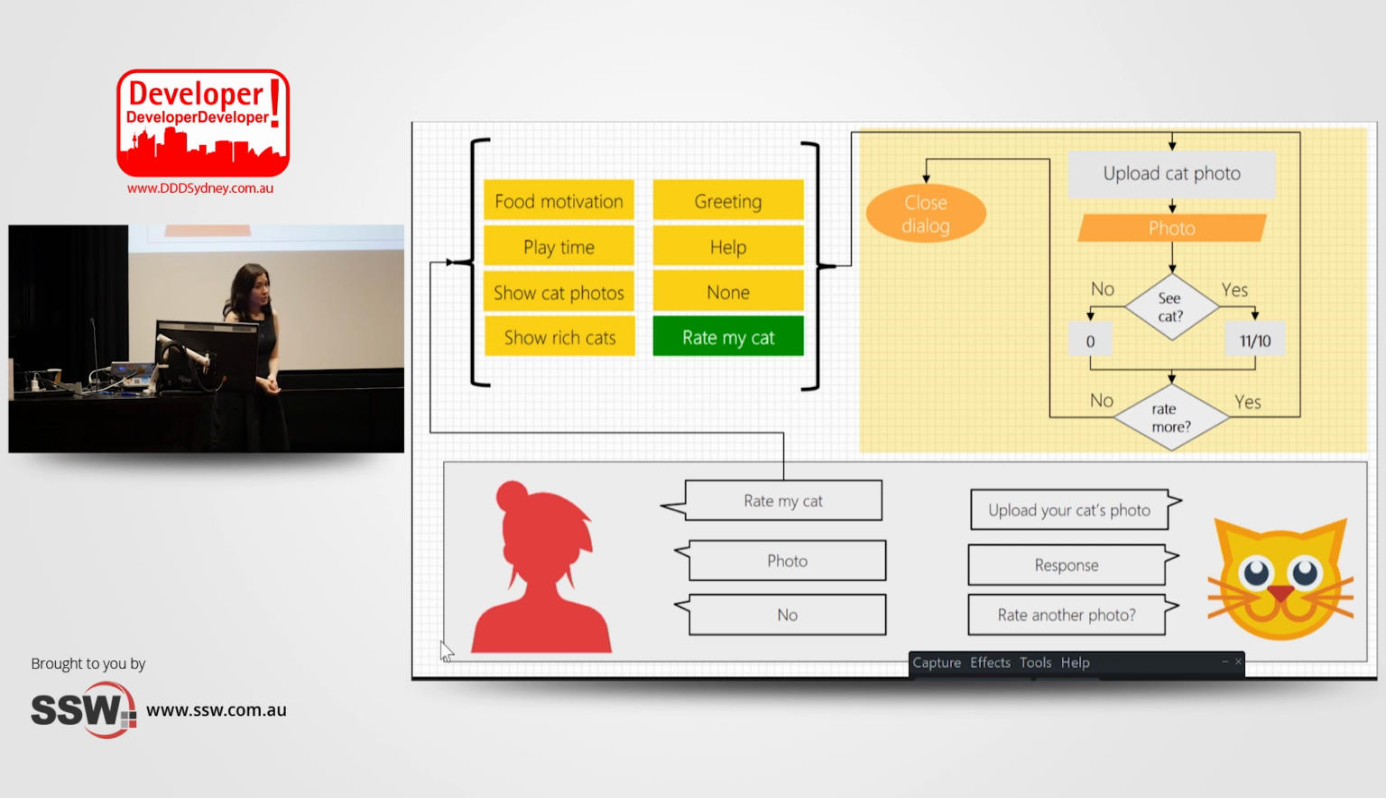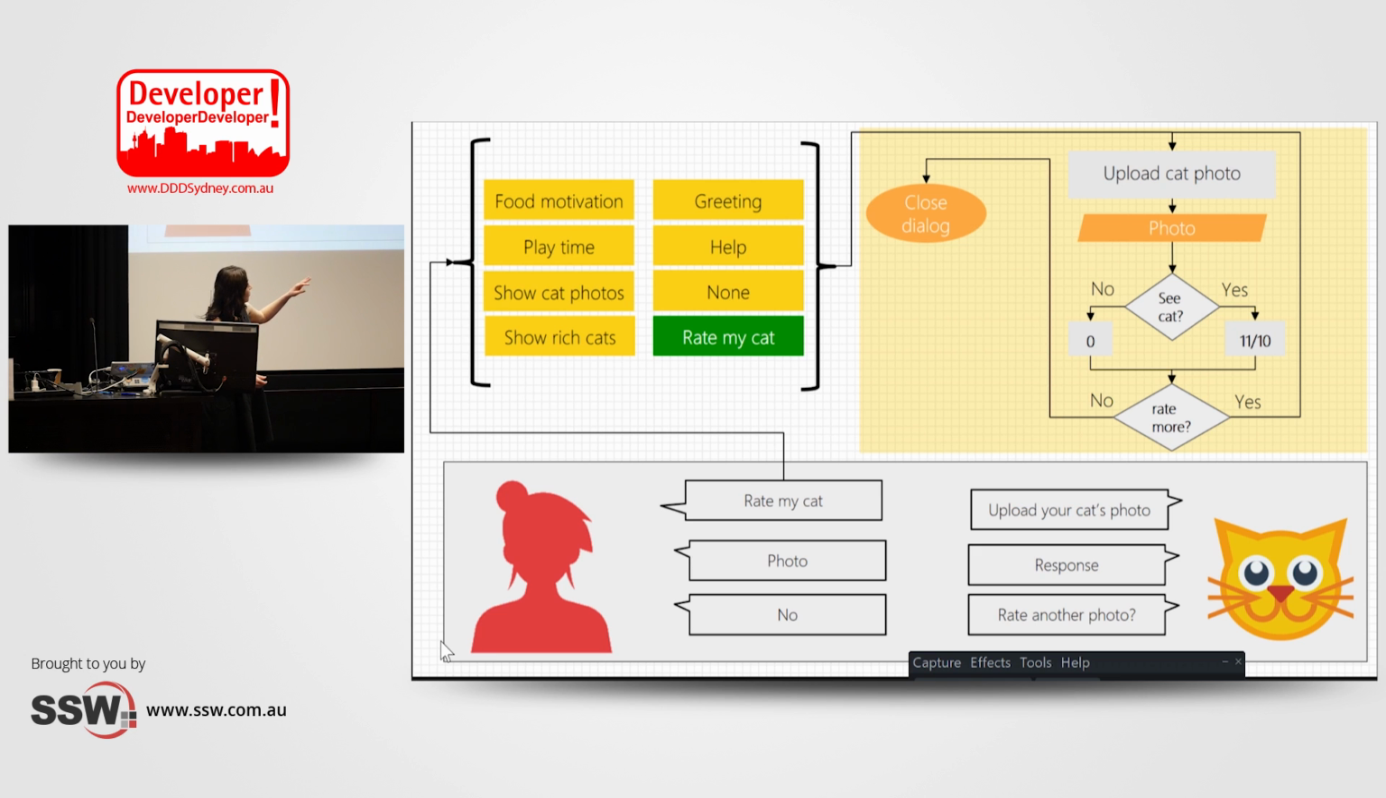In a proper conversation, the user would say, rate my cat. The chatbot would say, upload your photo, and the user uploads a photo, and the cat responds about what it thinks about the cat photo. Because I don't want to upset anyone, and I think cats are really cute, as soon as I see a cat in the uploaded photo, I will return 11 out of 10, which is really cool. But if I don't see any cat, I will say, sorry, I don't see any cat, and I will explain what I see in the photo. And we ask the user if they want to rate another photo or they want to finish.